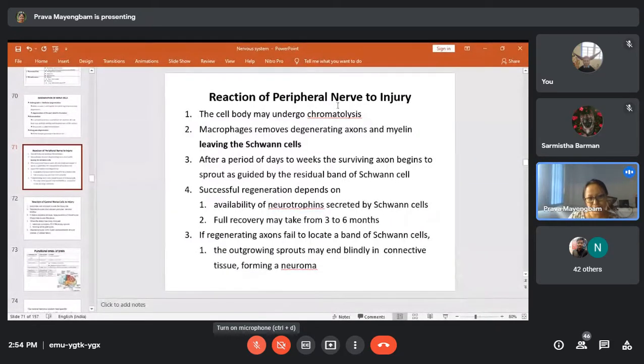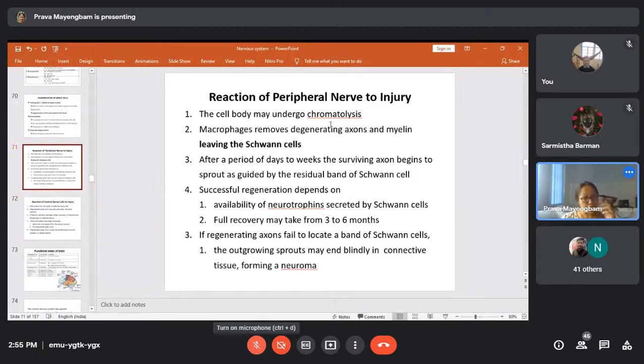That means these peripheral nerves are the nerves which are supplying the peripheral organs, right? They are not in the central nervous system, right? And they are myelinated by Schwann cells, right? But in case of the central nerves, they are myelinated by oligodendrocytes. Yes or no? Yes, ma'am. So you know this difference, that the peripheral nerves are myelinated by the Schwann cells and the central nerves are myelinated by the oligodendrocytes.